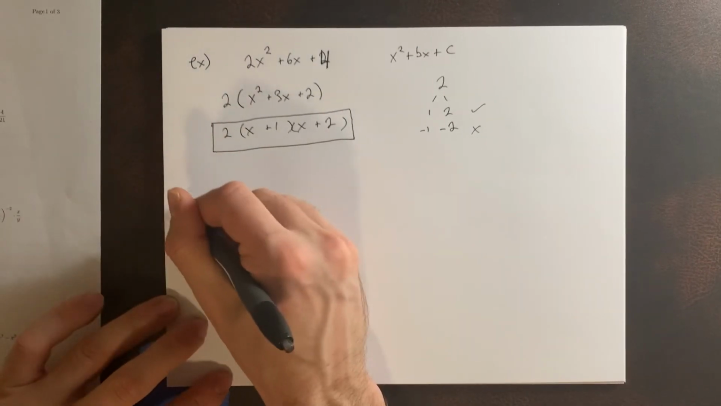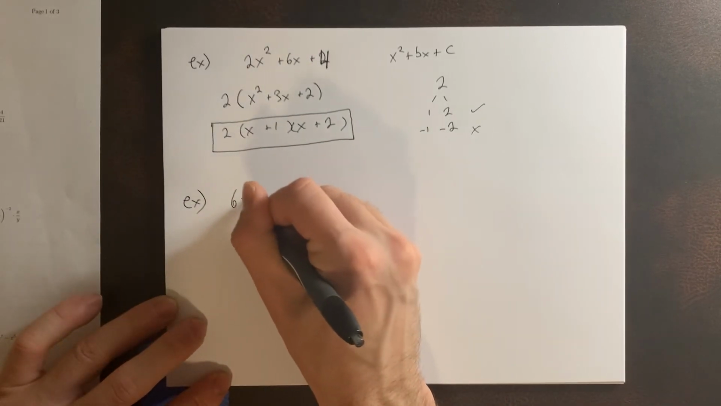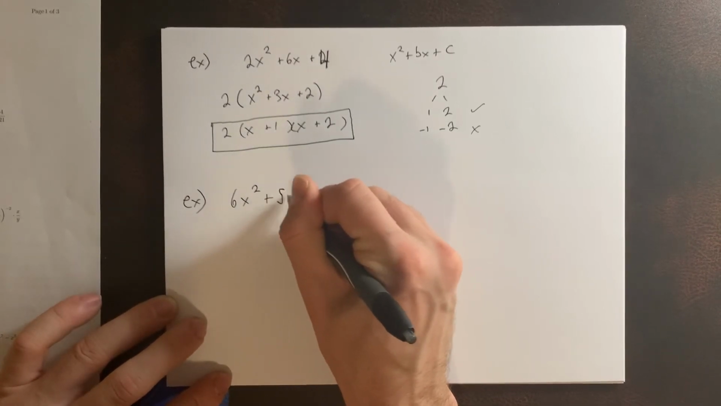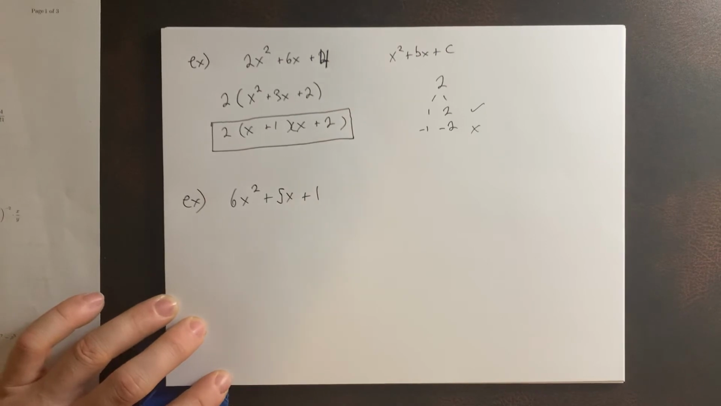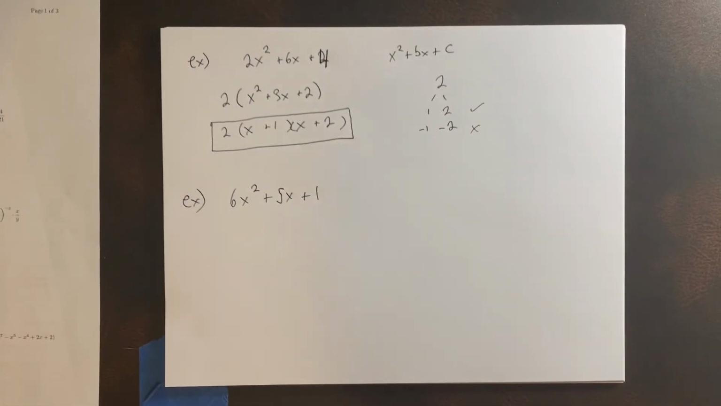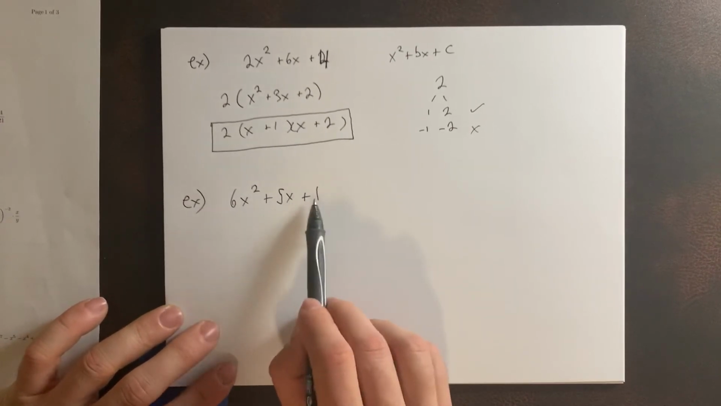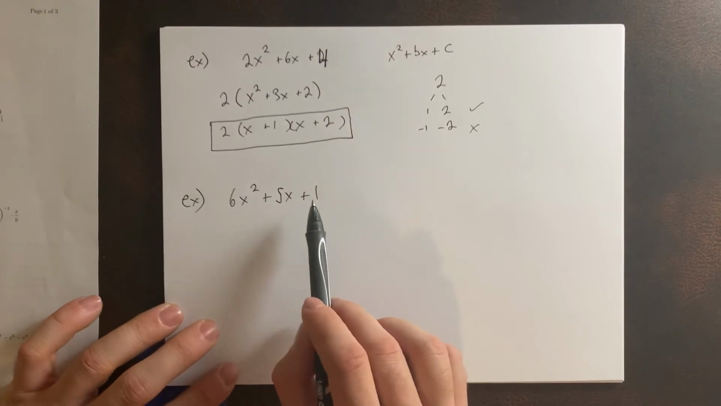Okay, let's do one more example before we move on to something else. So let's factor 6x squared plus 5x plus 1. All right, so the first thing we want to do, just like always, is see if we can take out a common term. And in this one, there is no common term to take out. We can't take any of these numbers out. There's a 6, 5, and a 1. Nothing's common. This has an x, this has an x, but this one doesn't.